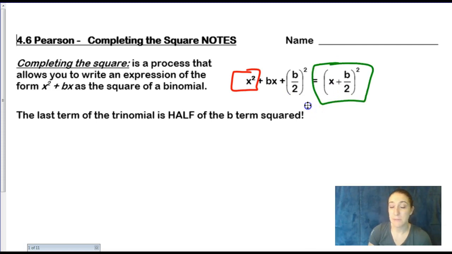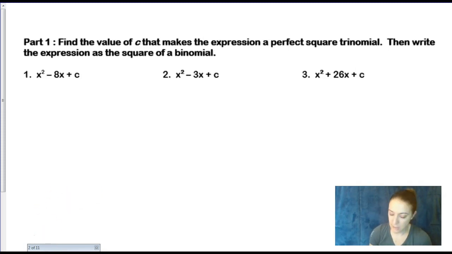So the goal is if you could make that happen, then the factorization becomes really easy. And then what we have done is created a problem where we can go ahead and square root both sides of the equation, which is a very easy way to solve a quadratic. Let's talk a little bit about how we can complete the trinomials to make that happen.